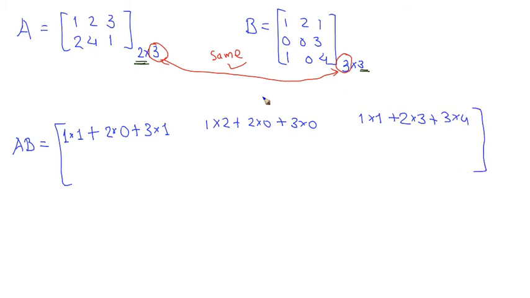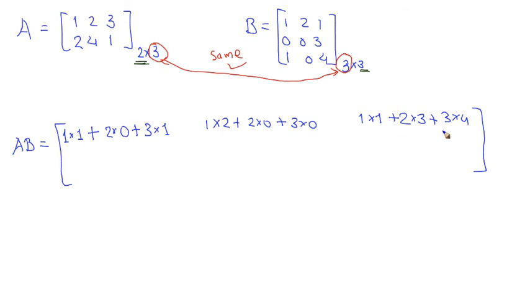Okay, so this is just the first row. First row of A with first column of B. We multiply entry wise and take their sum. That is just one entry. First row of A and second column of B. We again multiply entry wise and take their sum. That is just the second entry.